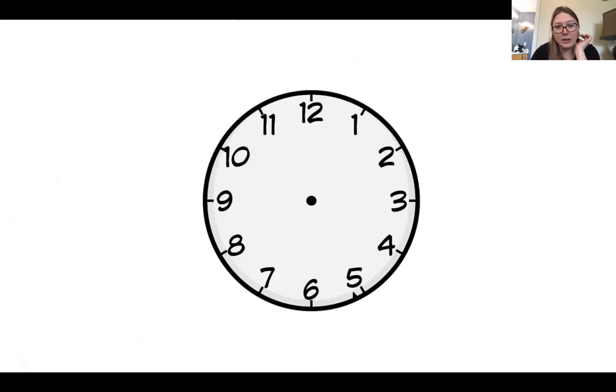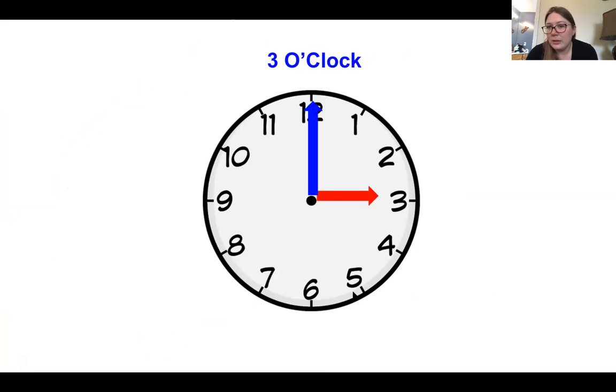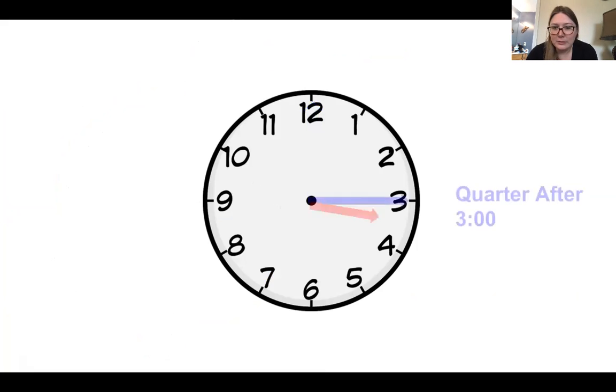Okay, here we have a clock. At 3 o'clock, the minute hand is pointing straight up. When a quarter goes by, or 15 minutes goes by, now our hour hand is a little bit past the 3, because it's a little bit past 3 o'clock. Now it's 3:15. And our minute hand is pointing to the 3. This is quarter after 3. Our first quarter is gone, so we are quarter after 3 o'clock. Okay?